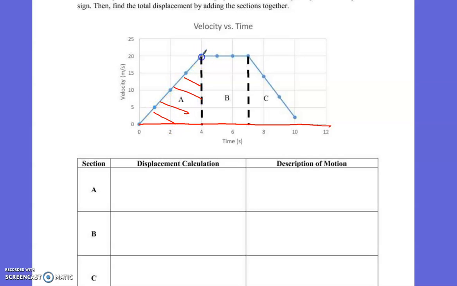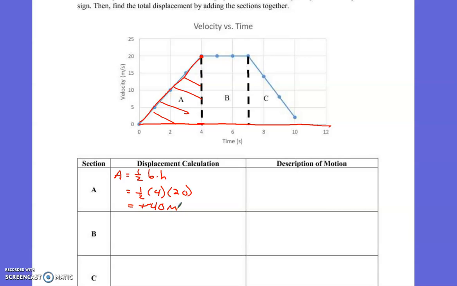We find the area between the line of the graph and the horizontal axis. This makes a triangle, so therefore the area is 1/2 the base times the height. The base is the bottom part, and we see that it goes from 0 to 4, so that base is 4. And the height part is from the bottom, which is 0, to the top, which is 20. So the height is 20. That gives us an area of positive 40 meters.